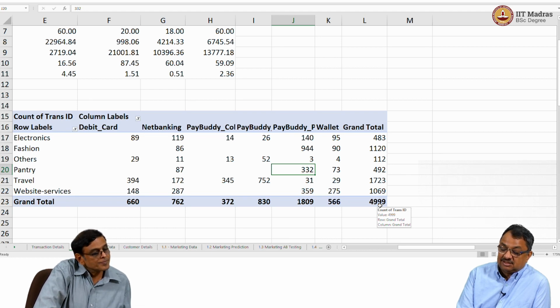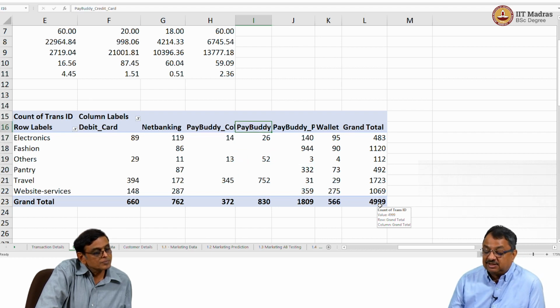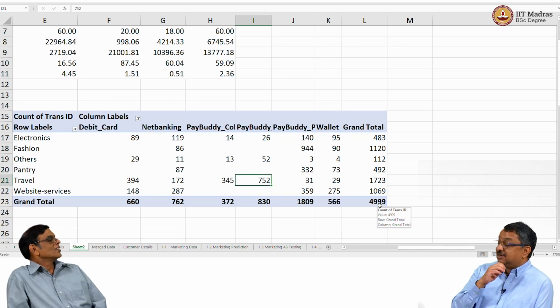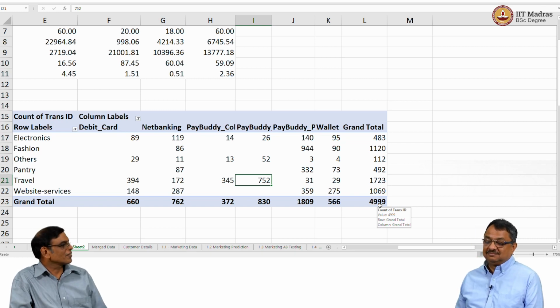So you can see that this is credit card, no? Yeah. So people predominantly use credit card for travel. Looks like that. They're using credit card for travel. I think it has something to do with points.